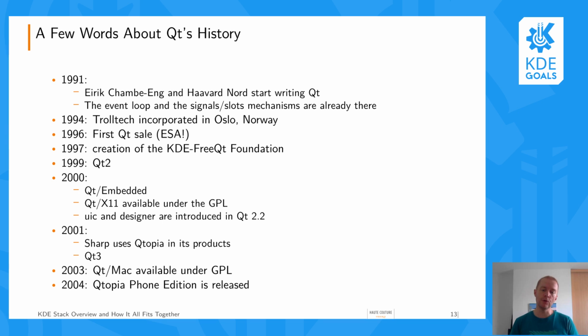As for the push for embedded and mobile, there's not yet the smartphone that we know today, but there were PDAs back then. Sharp, a Japanese company, actually made PDAs based on Qtopia, which was a small shell based on Qt for this kind of device. So the story for embedded and mobile goes way back.